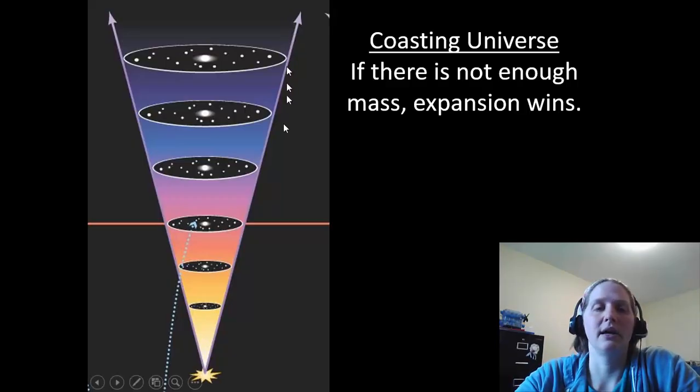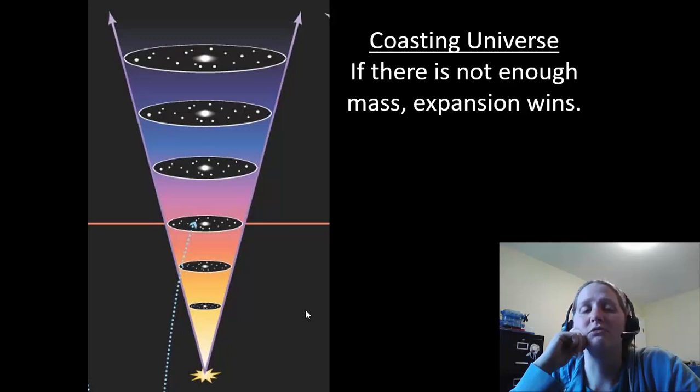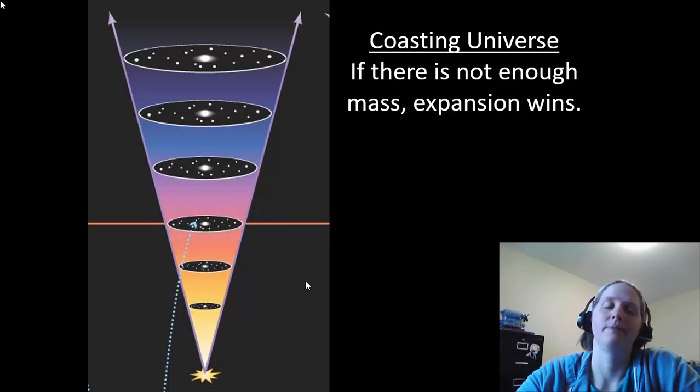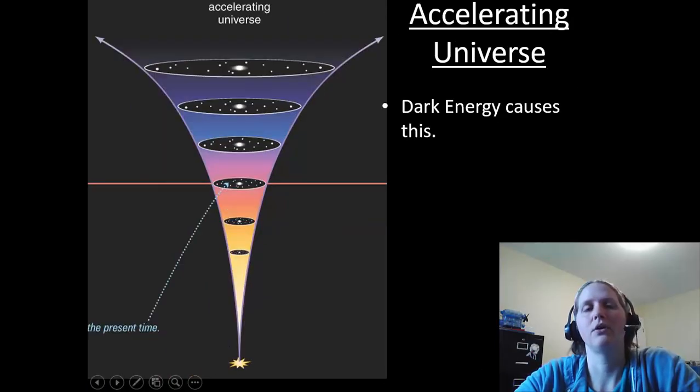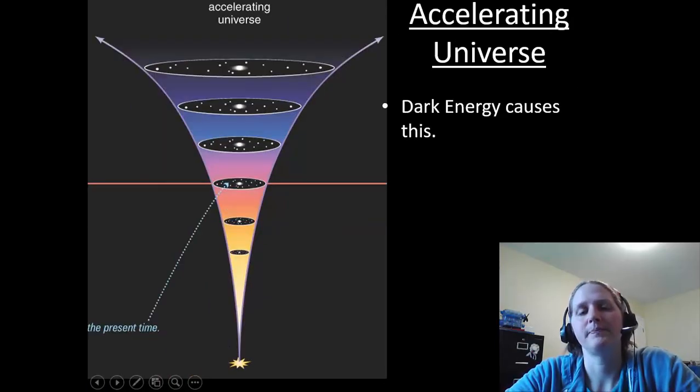So we look at the spacings of galaxies today. We look at spacings of the galaxies in the past and further in the past, and the data does not agree with this model. So let's have a fourth model called the accelerating universe.